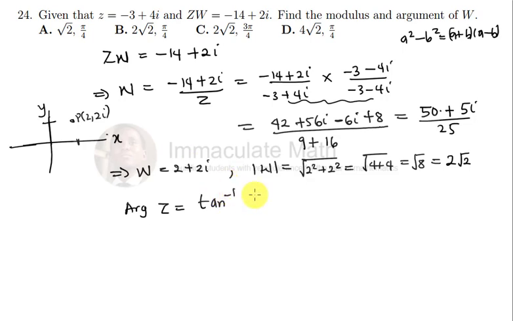So it's in the first quadrant, so I can directly use arctan of y over x, that's 2 over 2, which is arctan of 1, which is pi over 4. So the modulus is 2 root 2, and the argument is pi over 4. So the correct option here is B.